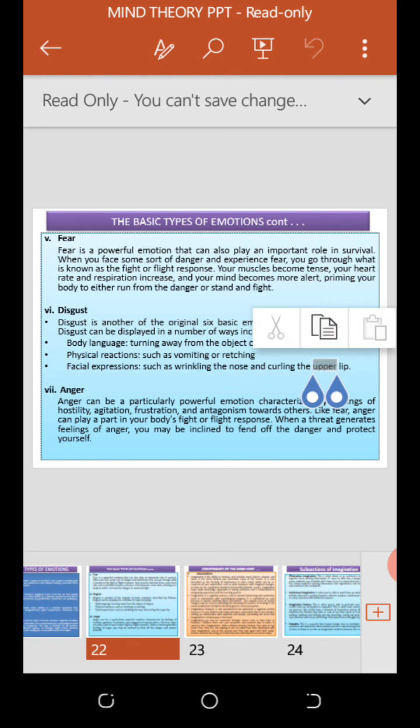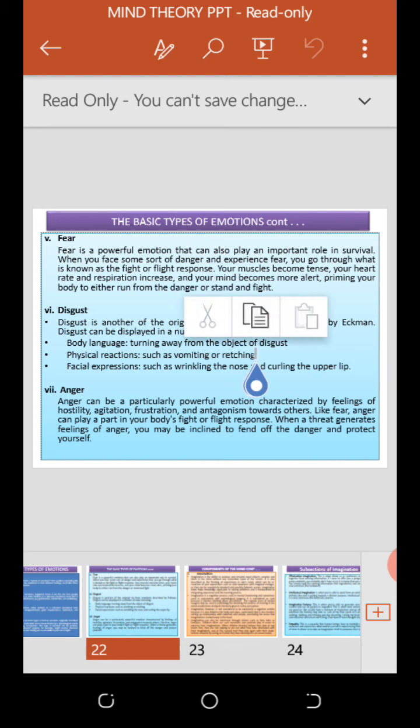And another one among these is what is called anger. Anger can be a particularly powerful emotion which is characterized by feelings of hostility, agitation, frustration, antagonism towards others. But mind you, when you look at fear and anger, they are not the same. Anger comes where another person is affecting your emotion. Anger comes from another person, or it could be a within anger. But you should know how to control your anger on anything.